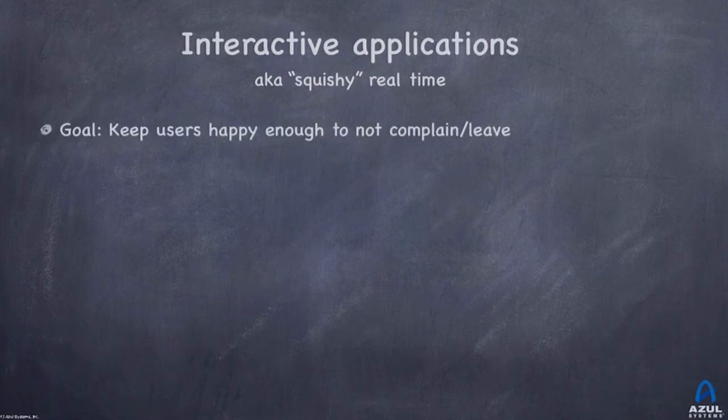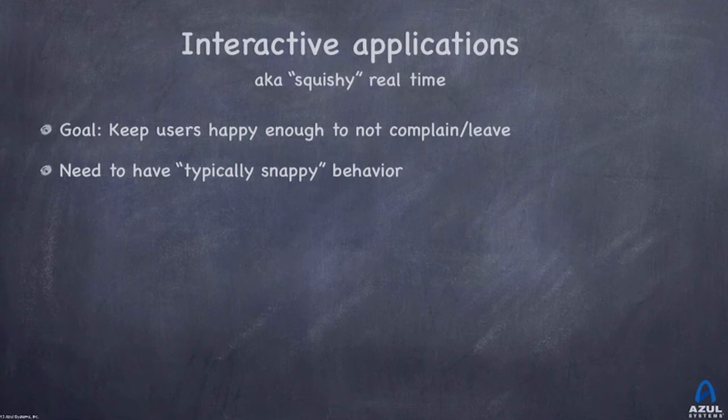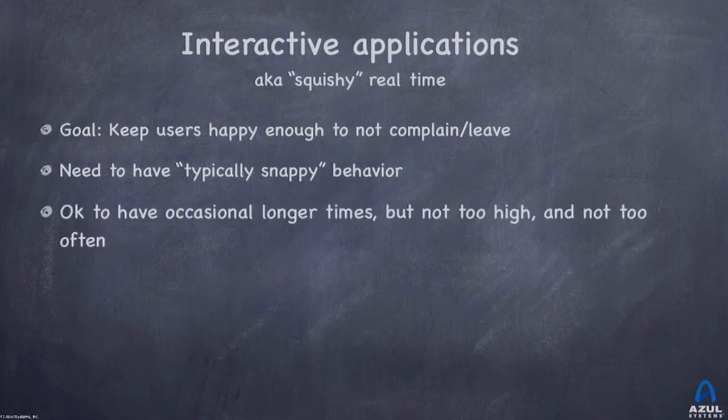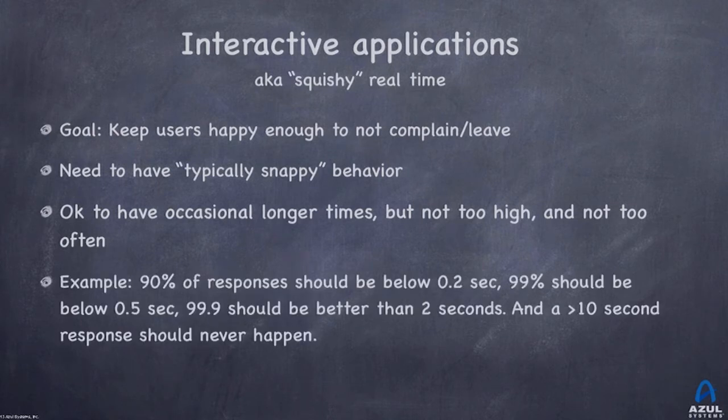The goal there is to keep customers or people happy enough that they won't complain or leave or buy somebody else's product instead of yours, depending on your business and how hard it is for them to switch. Your goals and pain thresholds might be different, but they need to be happy enough, right? And that usually means when you write applications that they need to be typically snappy. You're not in the business of punishing your customers. And it's okay to have occasional bad long times. You're not expected to build a perfect system with a worst case of 3 milliseconds when humans are involved. There's no need to invest to that degree. But it shouldn't be too often, right?